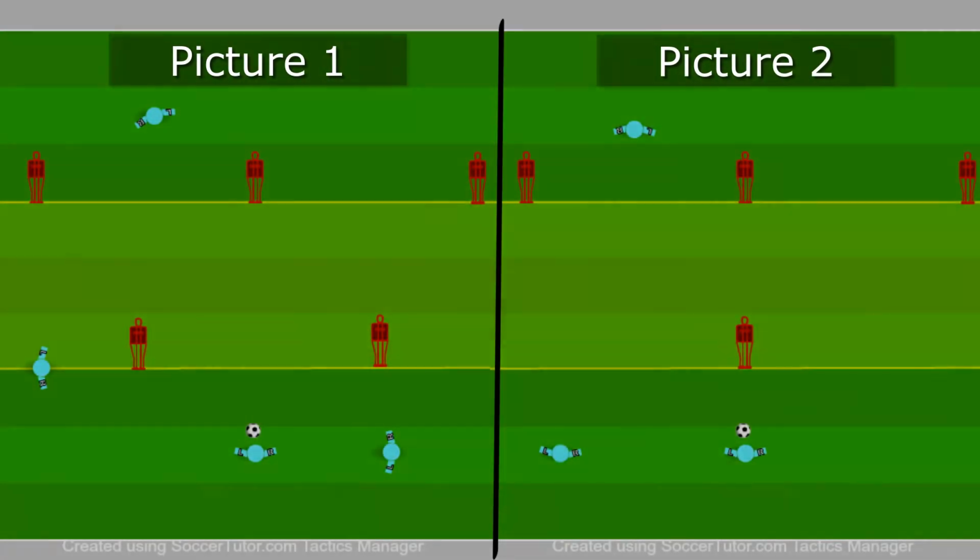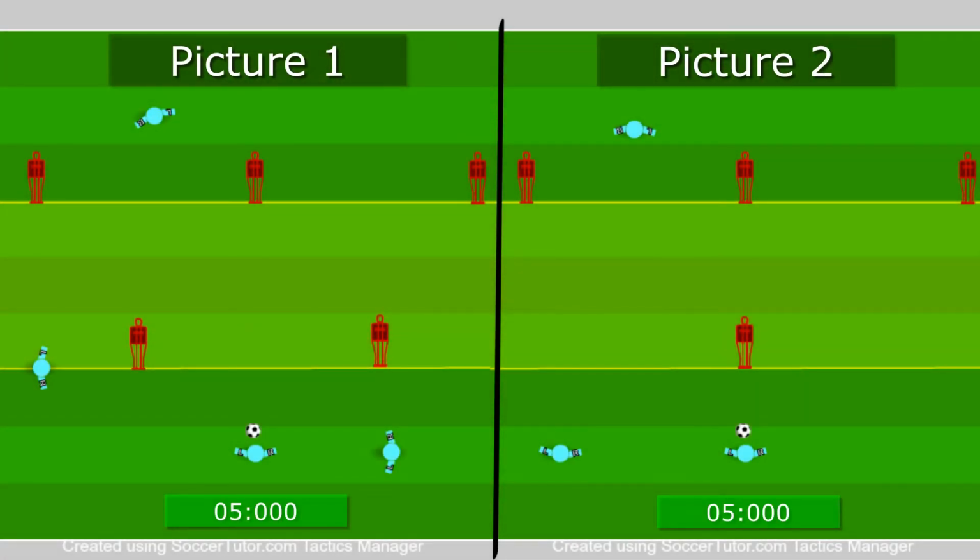Now, before we move on to our game examples, I want you to look for the optimal advanced area action pass areas in the following pictures.